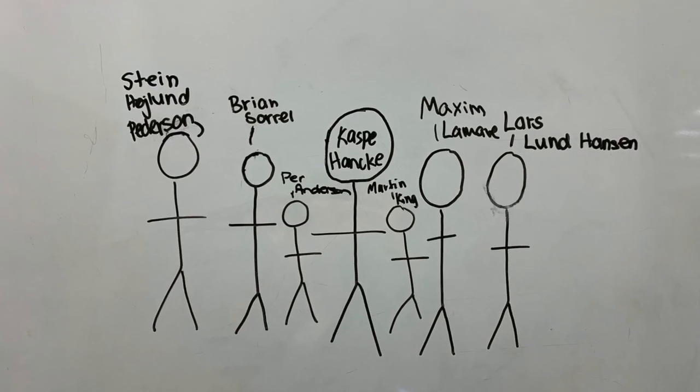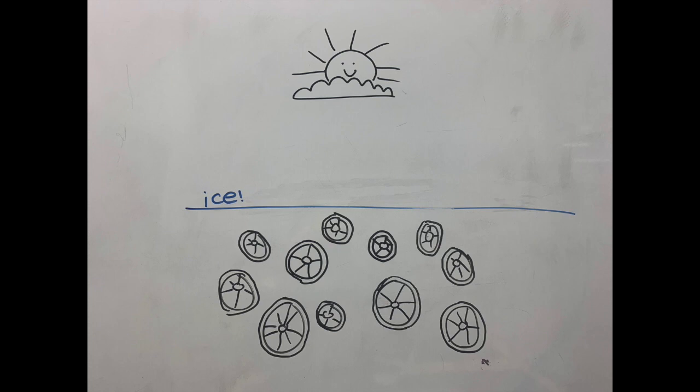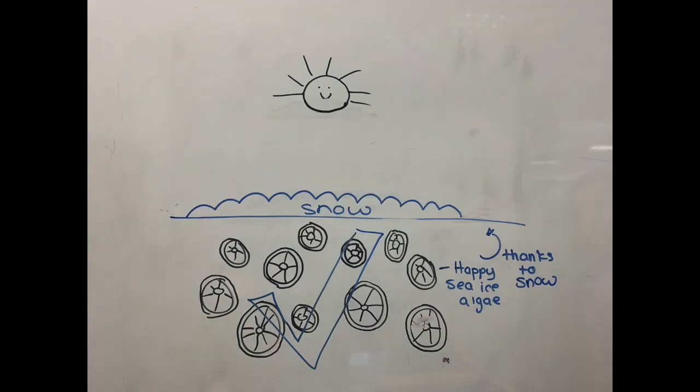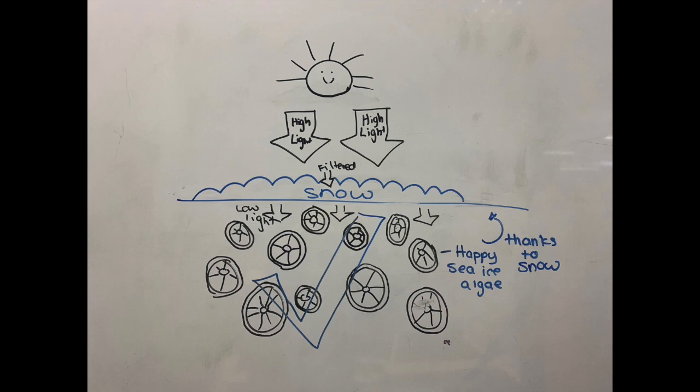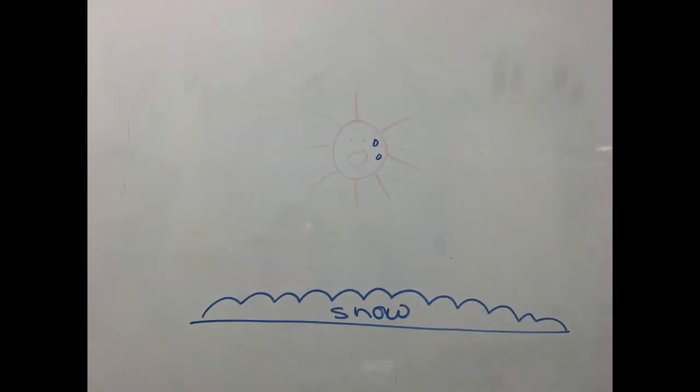It was discovered by Caspar Hannock and friends that ice algal blooms can be triggered by low light conditions and in fact grow better under these low light conditions. This is because the snow cover on the ice helps to provide stable conditions all year round for the sea ice algae. Future climate conditions are predicted to become warmer.